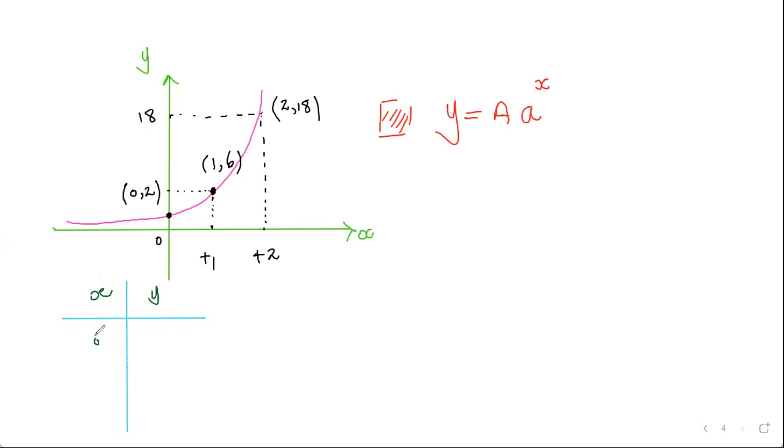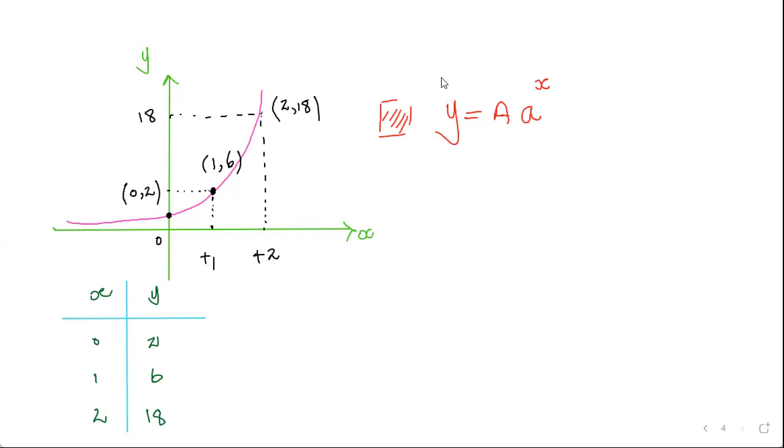We have X as 0, it is pointed as 2. We have X as 1, it is pointed as 6. And we have X as 2, which is pointed as 18. Now, from here, listen very carefully. It was step number 1: in the graphical paper, pick up 3 successive points. Step number 2, see how the value of the y is formed.